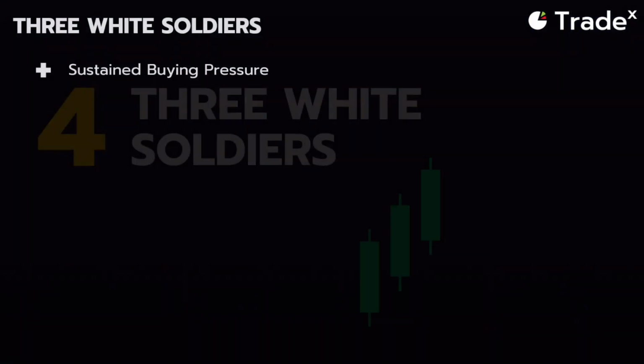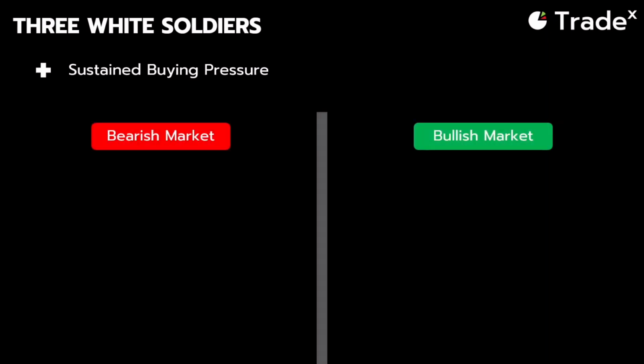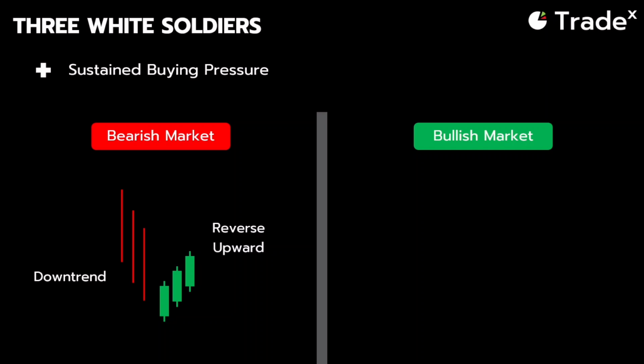This pattern signals strong bullish momentum, characterized by 3 consecutive candles that indicate sustained buying pressure. The 3 white soldiers can appear in both bearish and bullish markets. In a downtrend, where the price is persistently falling, the formation of this pattern indicates a potential reversal and suggests the beginning of a new uptrend.